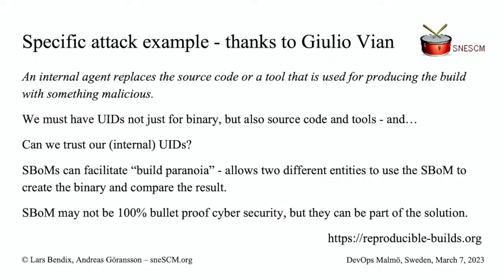If your compiler is hacked as well, you'll get something different using the same bill of material than what he gets. So we can have this build paranoia and have several people build this and then compare the binaries and see, are they identical? And then hopefully we can discover that something was compromised. There's an open source project called Reproducible Builds, and they focus on some of these things.